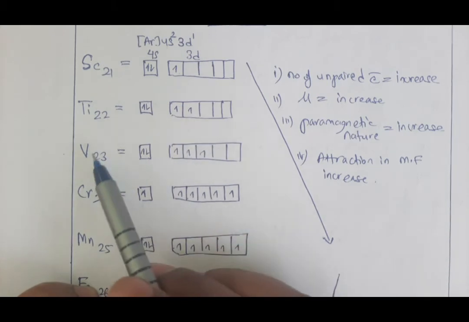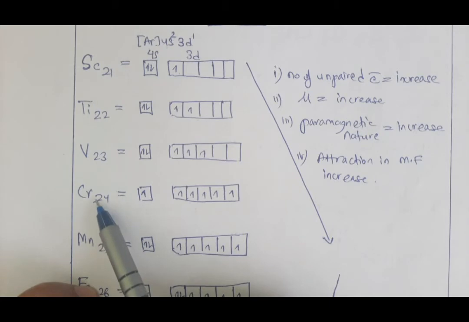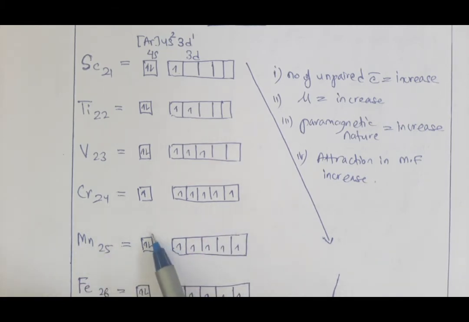2. To make vanadium +2 oxidation state, you have to remove electrons from 4s. So how many unpaired does it have? 3. To make chromium +2 oxidation state, you have to remove 2 electrons. So one you remove from here, one you remove from here. So the unpaired electrons will be 4. And in case of manganese, to make +2 oxidation state, remove 2 electrons from 4s. So the unpaired electrons will be 5.